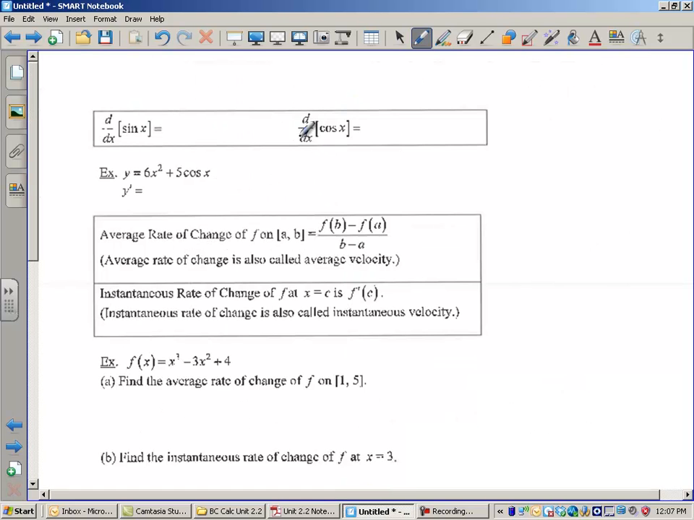Alright, you need to know two things. The derivative of sine is cosine. Just a statement. We'll look at that geometrically later. There's a reason for that. And the derivative of cosine is negative sine. So let's see if we can do another example.